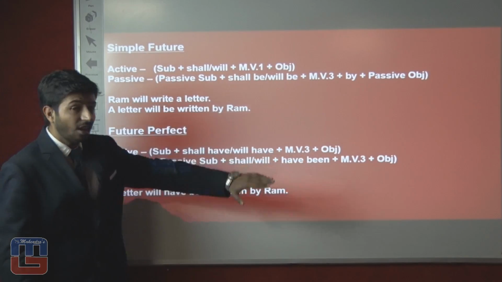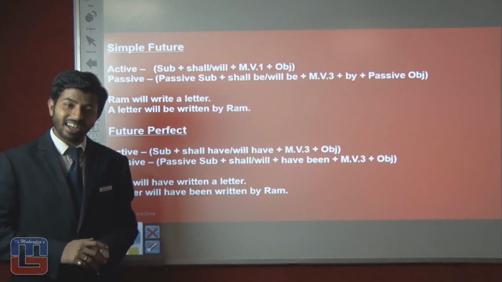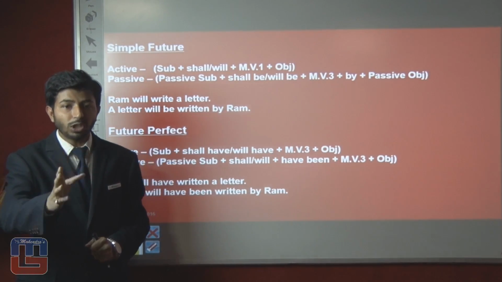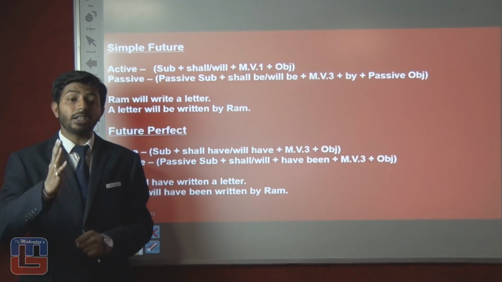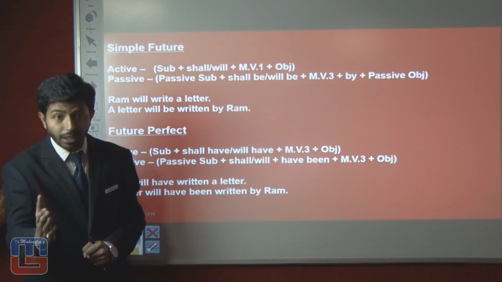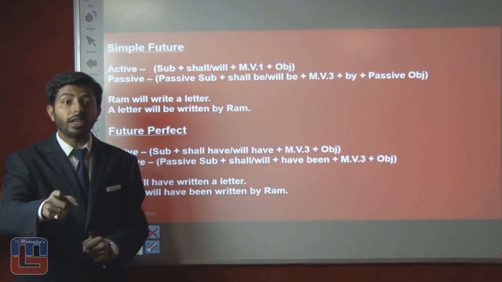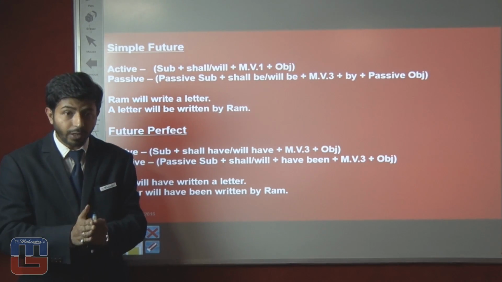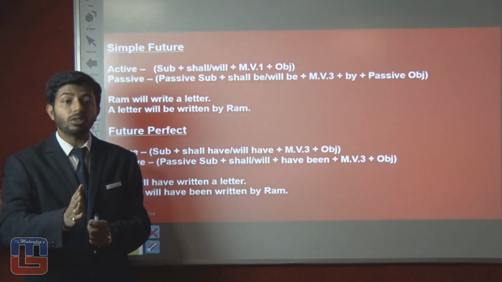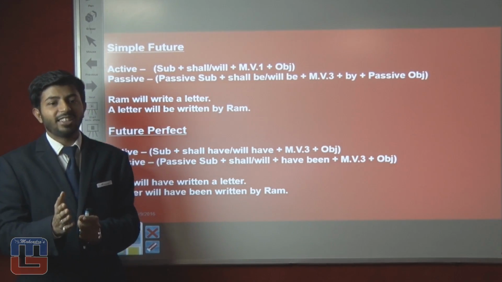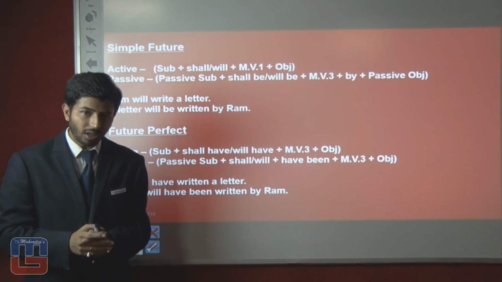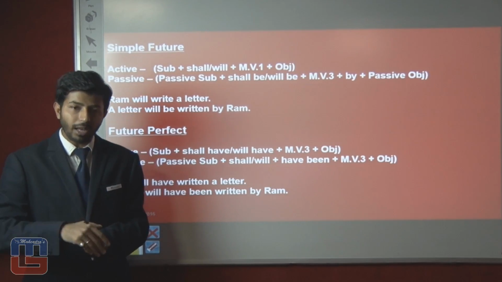Now simple future. Simple future is very simple to learn. The active voice structure says subject works with shall or will plus first form of the verb plus object. And the structure of passive voice is passive subject plus shall be or will be, because shall and will are already used in the active voice, so we have to make a difference. Therefore it is necessary that we change the form of the verb, and so we write shall be or will be plus third form of the verb, because in the passive voice the main verb always works in the third form, by plus passive object.